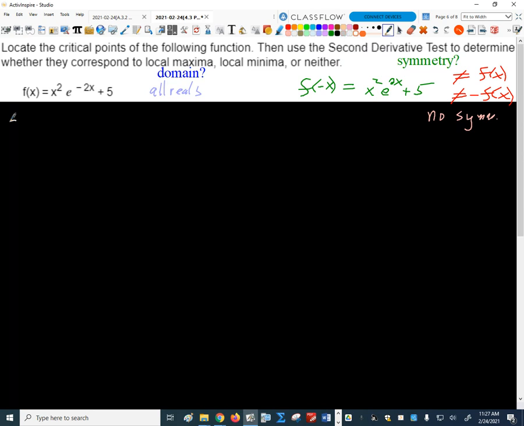First derivative. What's our first derivative going to be here? Miss House, help us out.